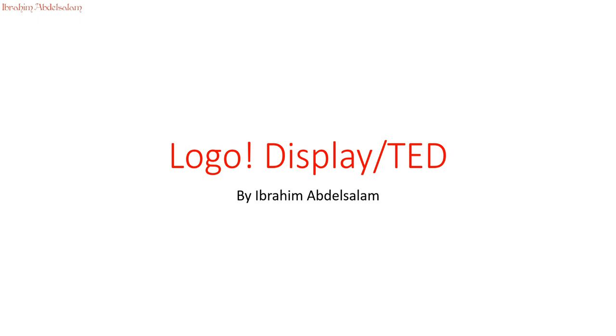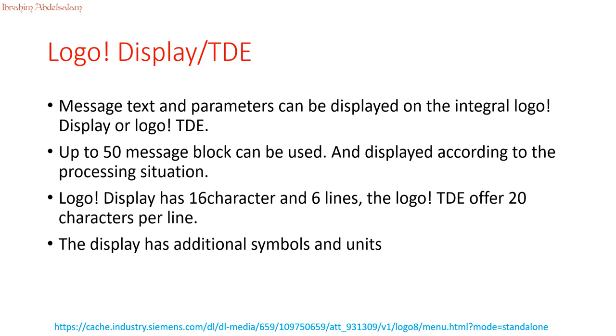Today I will talk about Siemens LOGO! display and TD. Logo display text message and parameter can be displayed on the integrated LOGO! display or LOGO! TD. Up to 50 message blocks can be used, and the display can break according to the processing situation. LOGO! display has 16 characters and 6 lines, and with a LOGO! TD over 20 characters per line. The display has additional symbols and units.